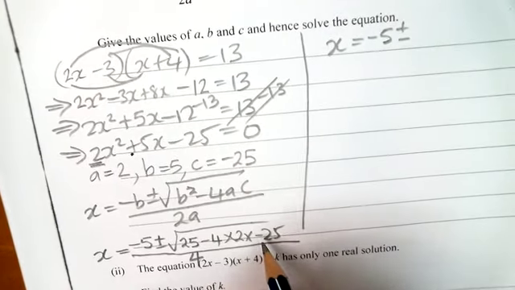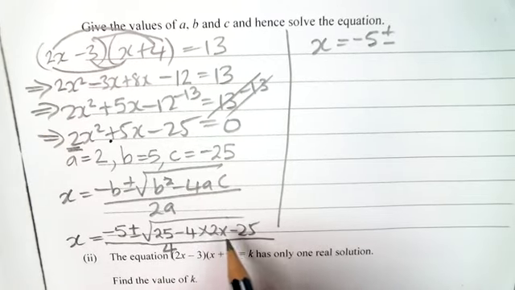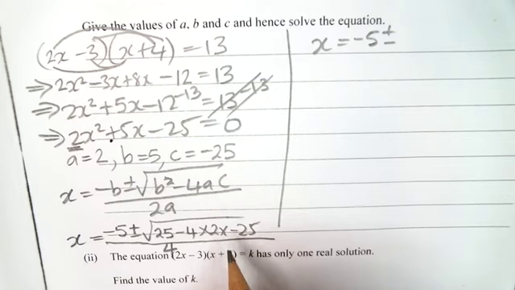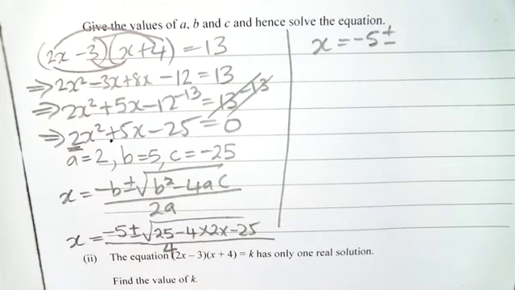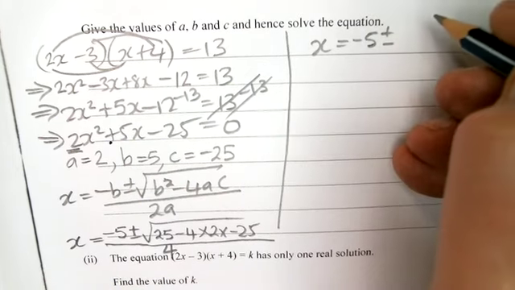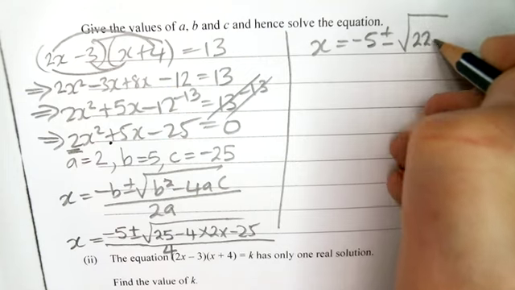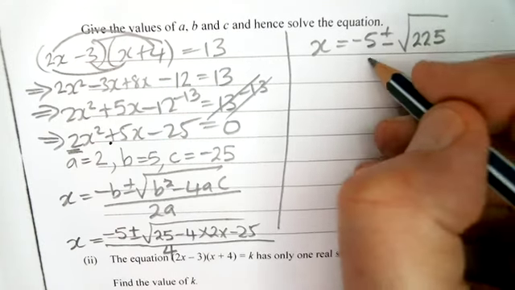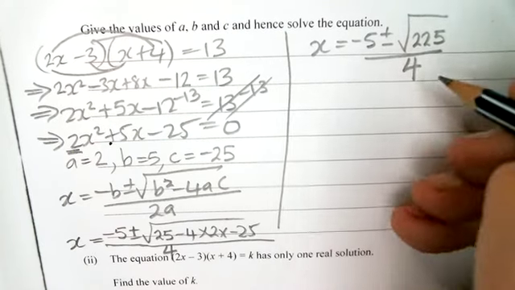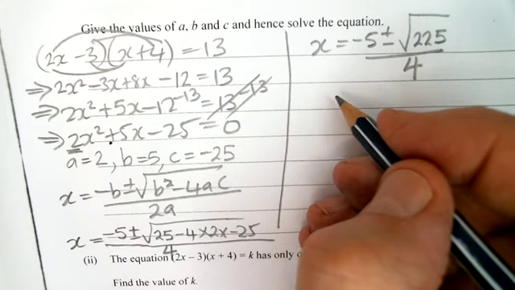So what do we got here? We've got 4 25s is 100, and then we've got another two lots of 100, so 225. So we've got root 225 all over 4. So let's just make sure that all works out.